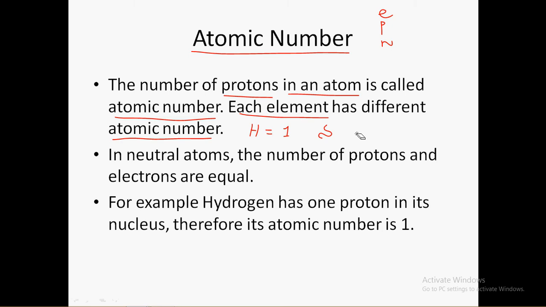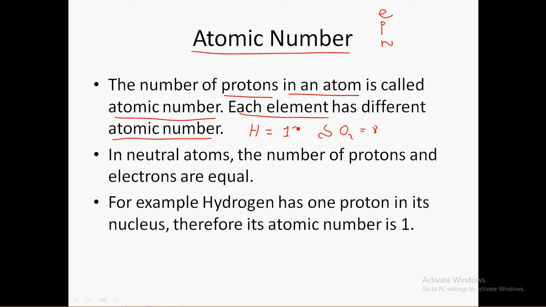So the atomic number of each element is different. For example, oxygen has 8 protons, or atomic number 8. So 8 and 1, they are totally different.